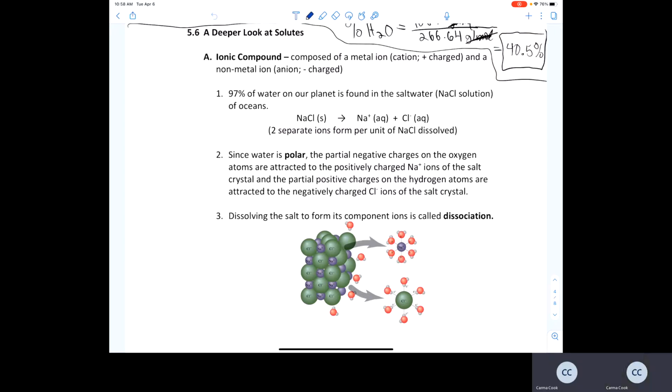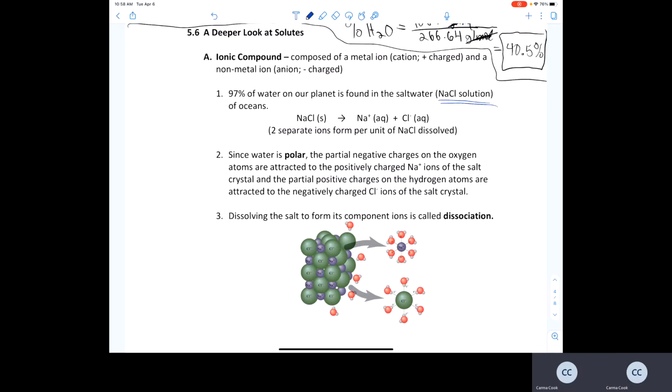A solute can be either a molecular compound like a sugar or an alcohol, or a solute can be an ionic compound. We also call ionic compounds salts. Sodium chloride, for example, is a solute that's dissolved in salt water. And so we call the salt water a sodium chloride, which is NaCl, a sodium chloride solution.